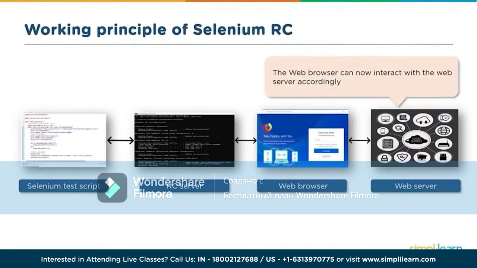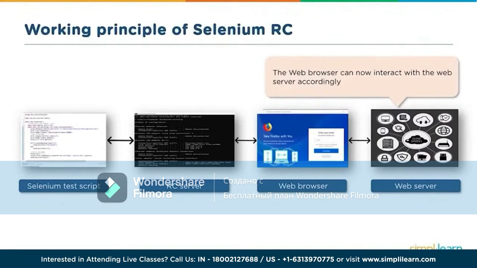Upon receiving this instruction, what does the code do? It executes these commands as JavaScript commands on your browser. Once these are executed, the response from the browser, or the results, are sent back to the RC server, and the RC server is responsible for sending it back to your test script. And then the test results are displayed here.